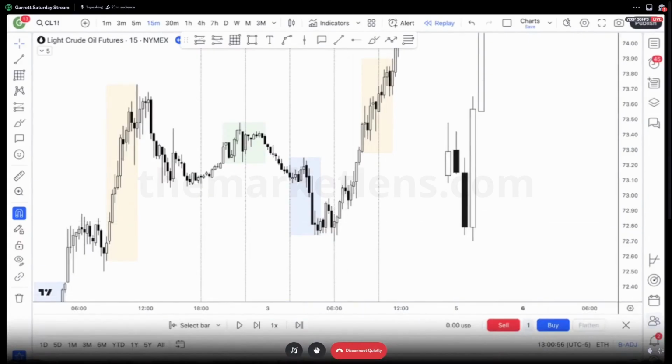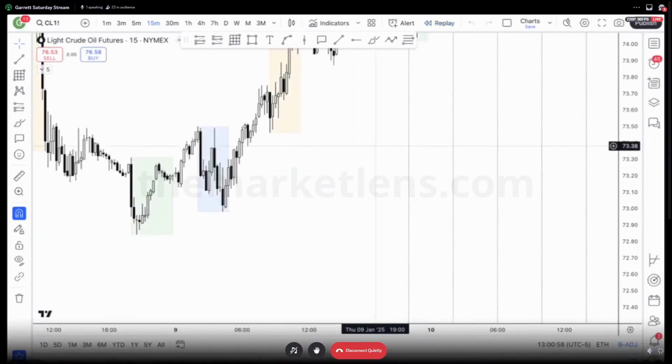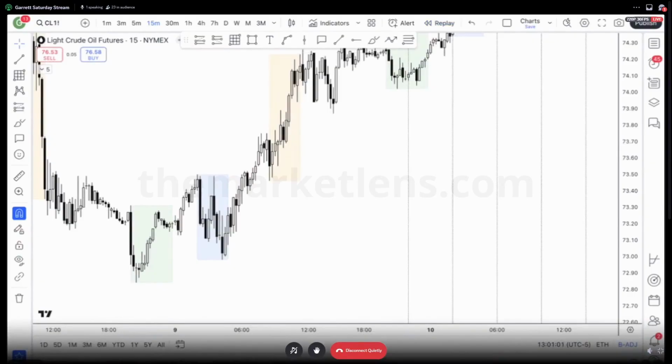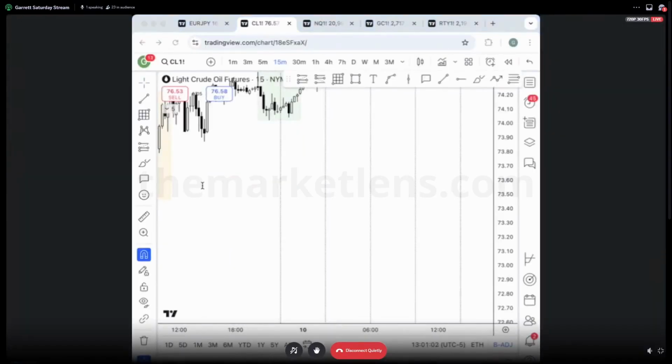This whole thing that I'm showing you guys here, you want to have a lower time frame model within a higher time frame expansion candle, if you want it to be supported. That's really it. That's what this is really.